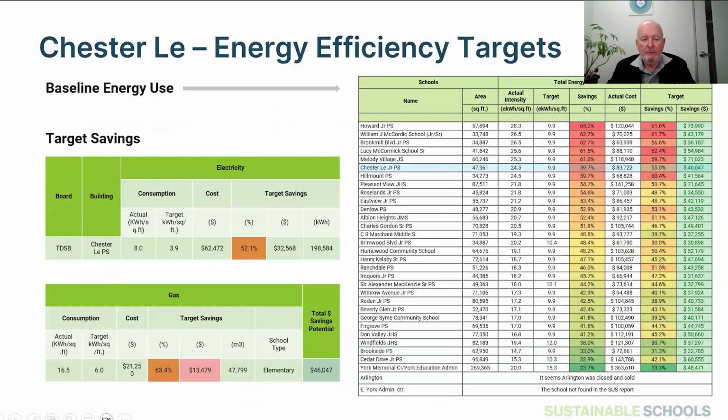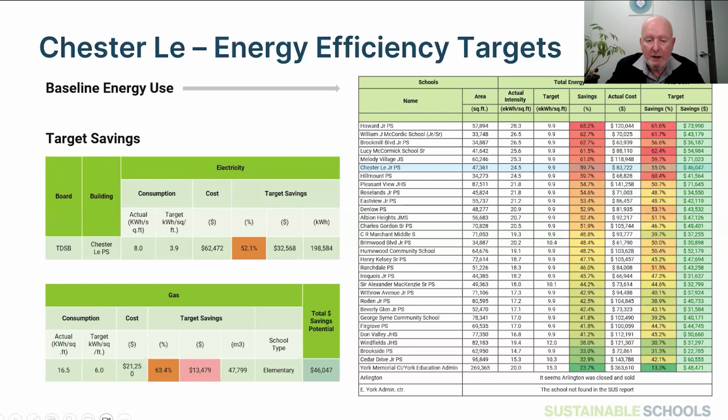Maurice mentioned this is all of the so-called SEF schools that Toronto District School Board has. You can see the ones at the top are less efficient. They have much bigger savings potential. The ones at the bottom are a lot more efficient. Some of them are in greens, which means they're pretty close to energy target already. This particular school has a 52.1% electricity savings potential, and I think a little over 60% on gas, so it's fairly intensive in gas use. And going through the analysis, you can see where the extra electricity and gas is being consumed.